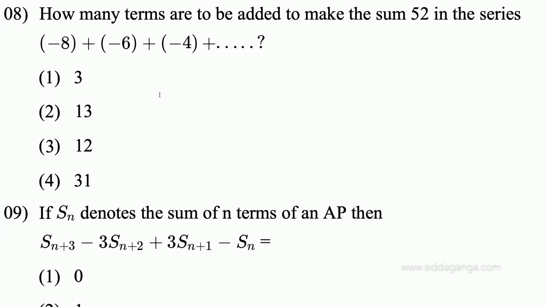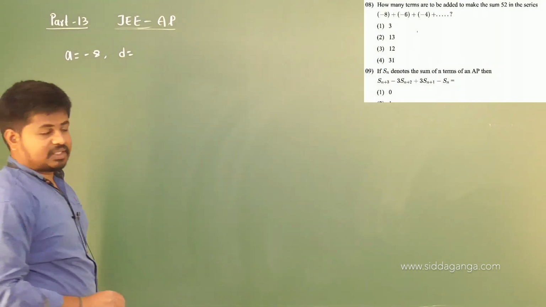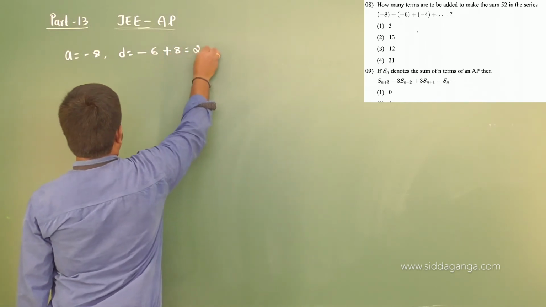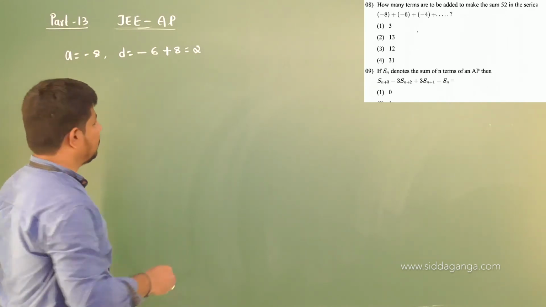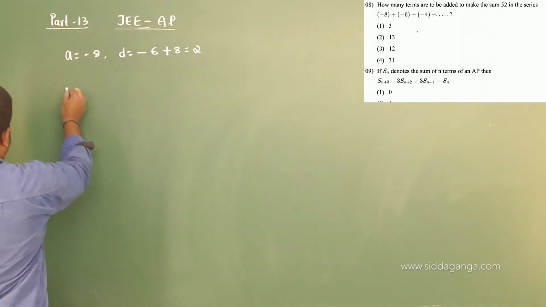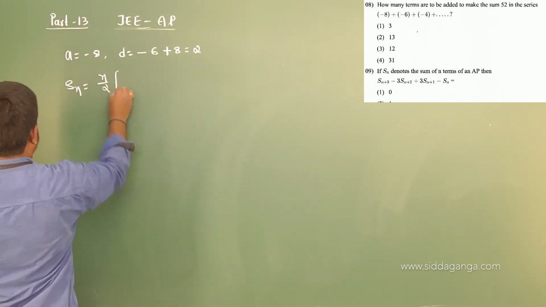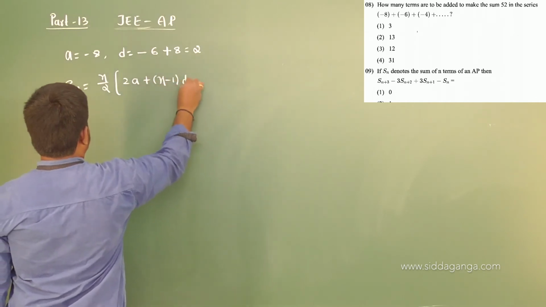A is minus 8. You mean first term is minus 8. D is equal to what? Minus 6 minus of minus 8, you get plus 8, that is, D is 2. And one more thing they have given is sum is given 52. So we have Sn is equal to n by 2 into 2a plus n minus 1 into d.